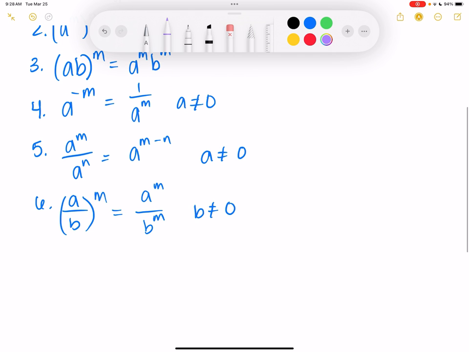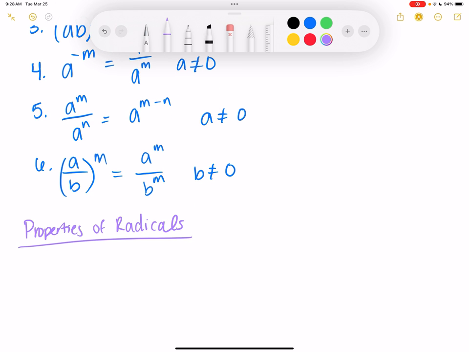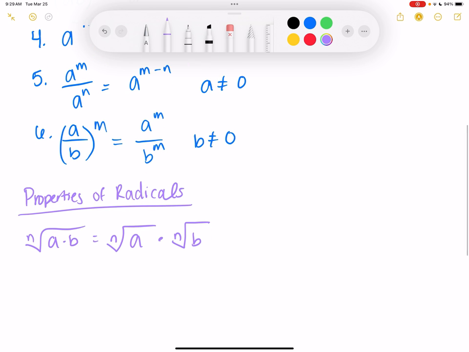We have a couple properties of radicals as well. The nth root of A times B is equal to the nth root of A times the nth root of B. And the quotient property: the nth root of A divided by B equals the nth root of A over the nth root of B, assuming B is not equal to 0.